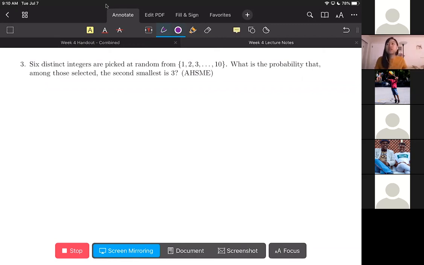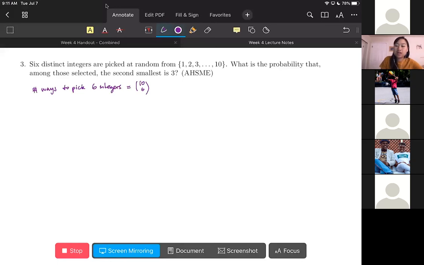So let's do the denominator first. Usually that's a little bit easier. How many ways can I pick 6 integers? 10 choose 6. Yeah. Cool. So now we have to deal with the numerator.